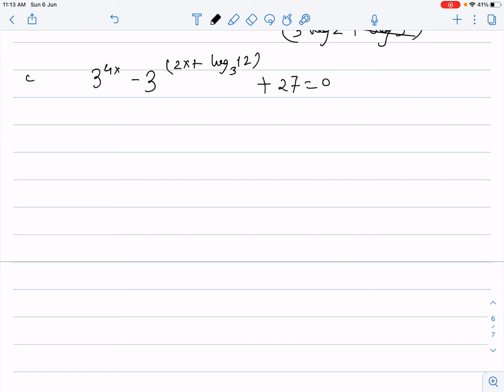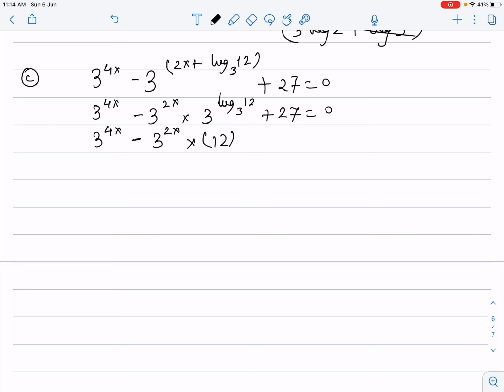This is the C portion we are doing. So what can be done by us? 3 to the power 4x is written, minus 3 to the power 2x multiplied by 3 to the power log of 12 base 3, plus 27 is equal to 0. Now let's proceed further. 3 to the power 4x minus 3 to the power 2x, then 12 will be coming down, and log 3 base 3 will be becoming 1, plus 27 is equal to 0.